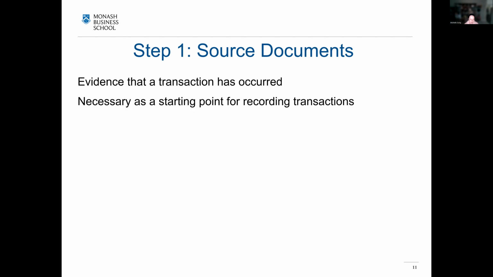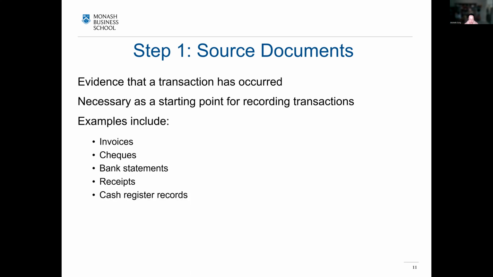The first one is the source documents, which is the evidence that a transaction has occurred. So this is our starting point for recording transactions. The source documents can come in the form of invoices, checks, bank statements, receipts, and things like that. These are the evidence that transactions have occurred. Now in this unit, the questions themselves are the source documents.